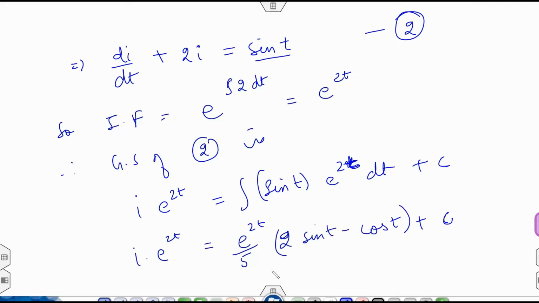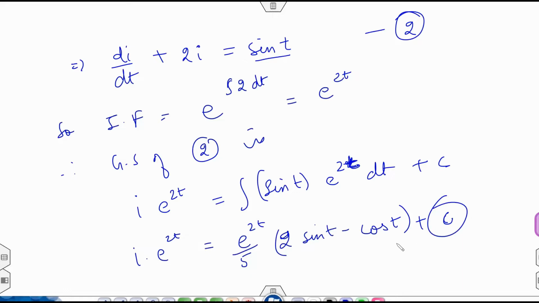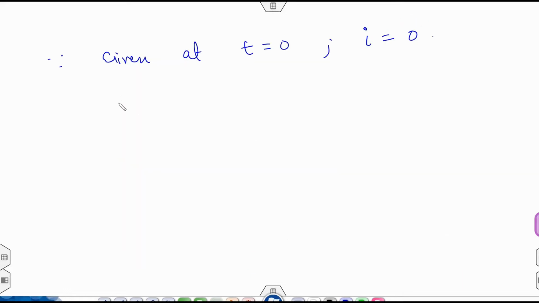Now we have been given an initial condition at t = 0. Since it is given that at t = 0 we have i = 0, we can use this to find the value of C. So just put t = 0 over here. I will get 0 = 1/5 (-1) + C, and this implies C = 1/5.